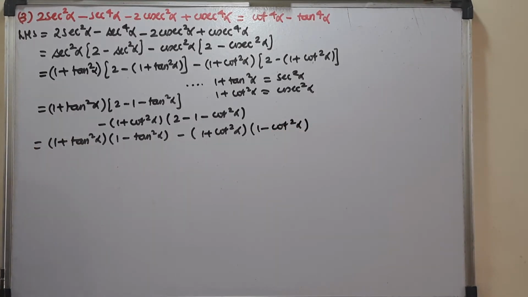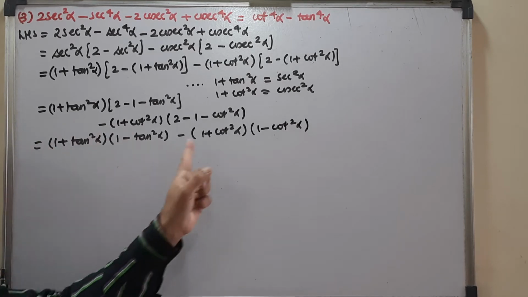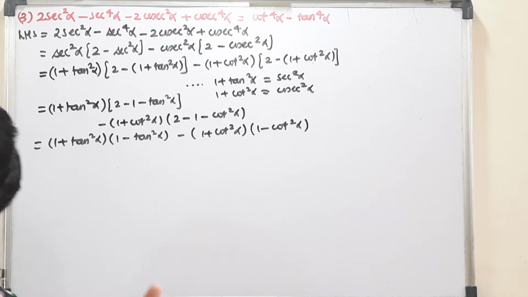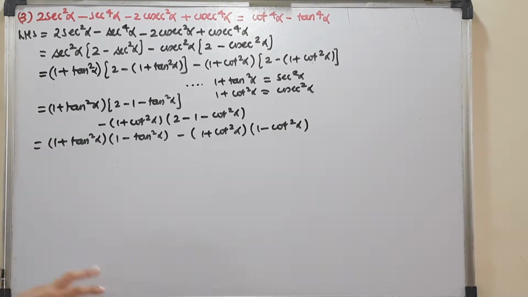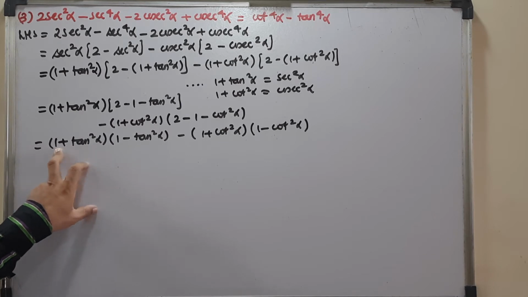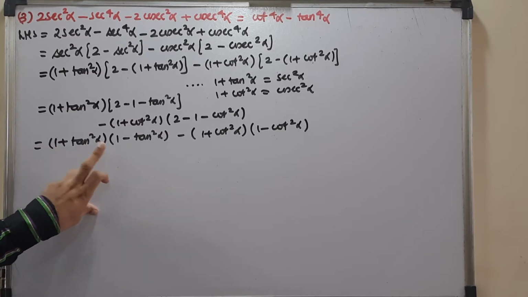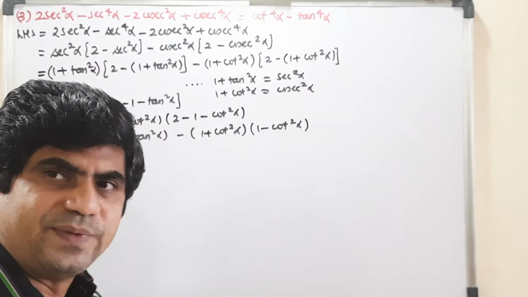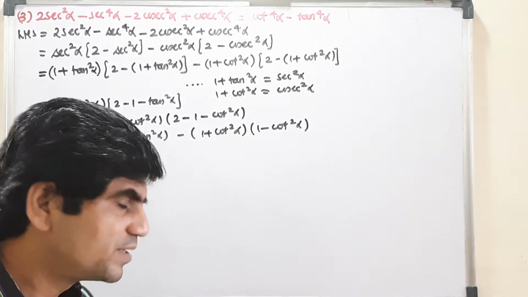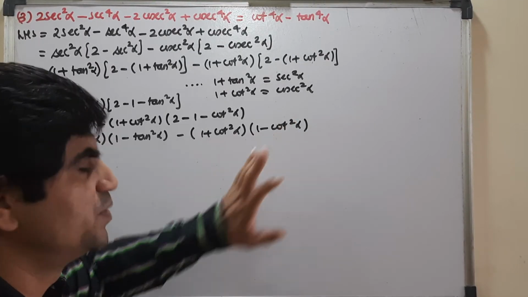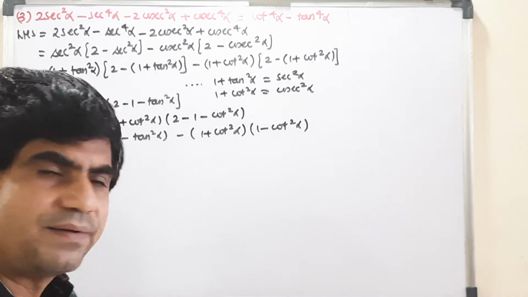So if you see this bracket and this bracket, same is this and this. Means format I am saying, not the values. Format wise, if this is considered as A and this is B, so it is A plus B. This will be A minus B. So A plus B into A minus B will be A square minus B square. Same story here. A plus B, A minus B will be A square minus B square.